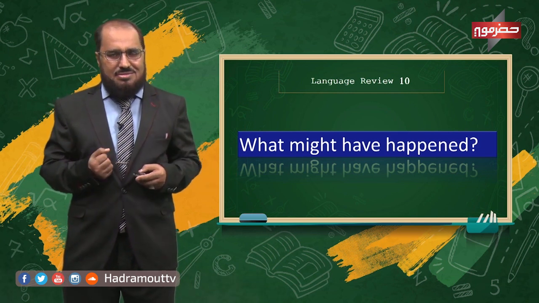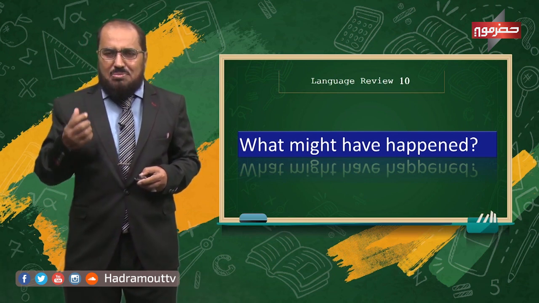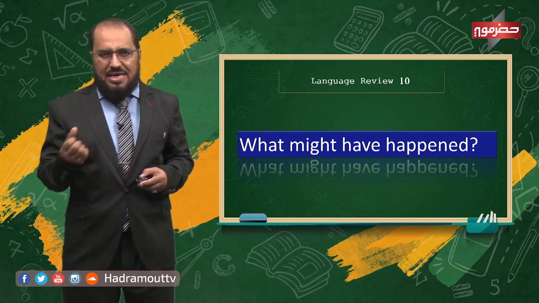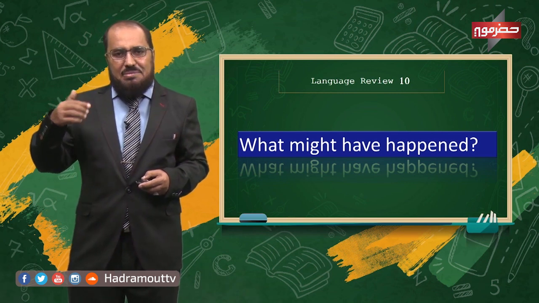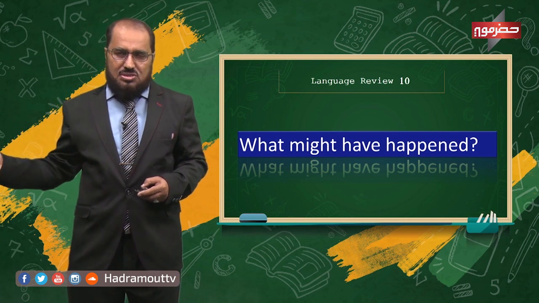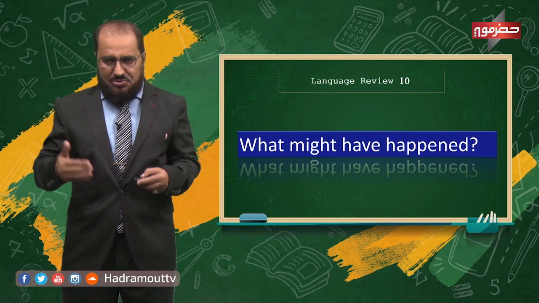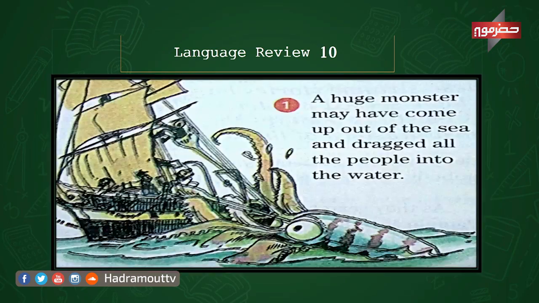What happened? What might have happened? Why "might have", not "might be"? Because we are going to discuss old reasons from the past. Something happened before now. What might have happened? And the suggestions begin. Okay, the first suggestion.